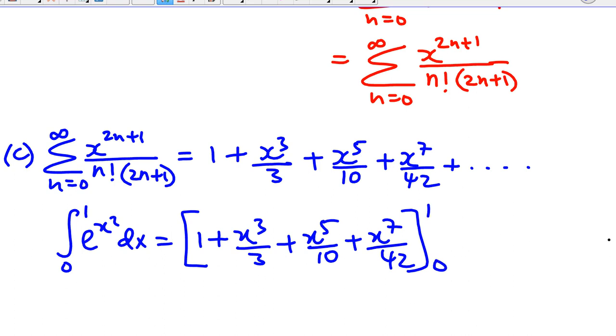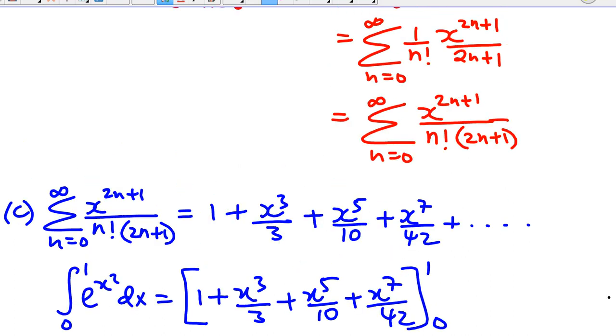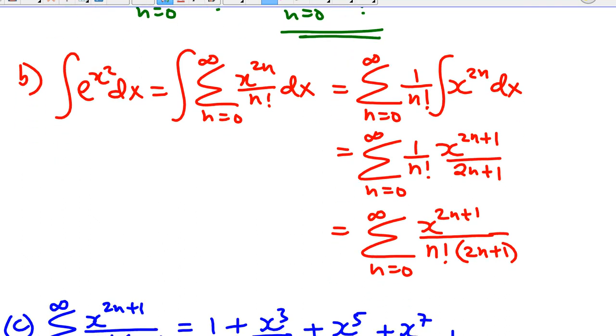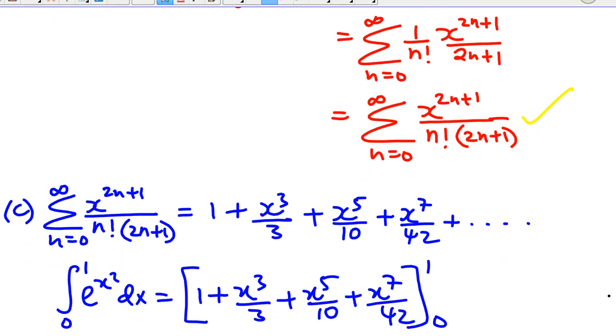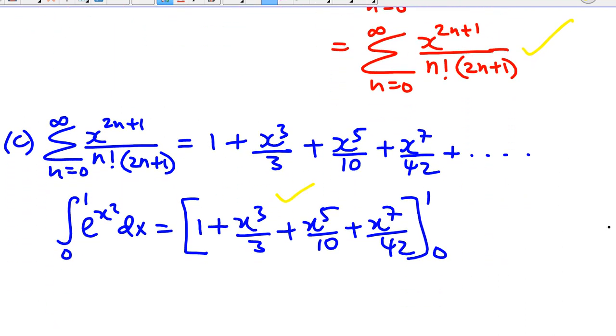So in simple words, what we have done is basically integrated this bit, this integral here. This integral here is represented by that, which is represented by this. And now because we have limits, you just plug in the limits.